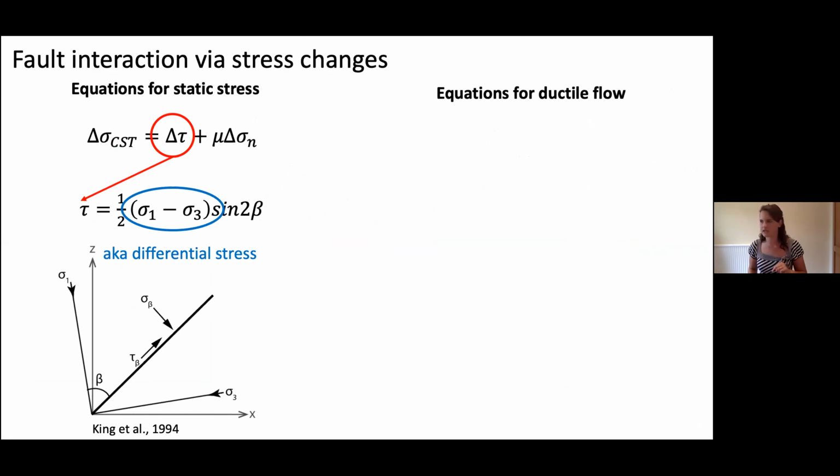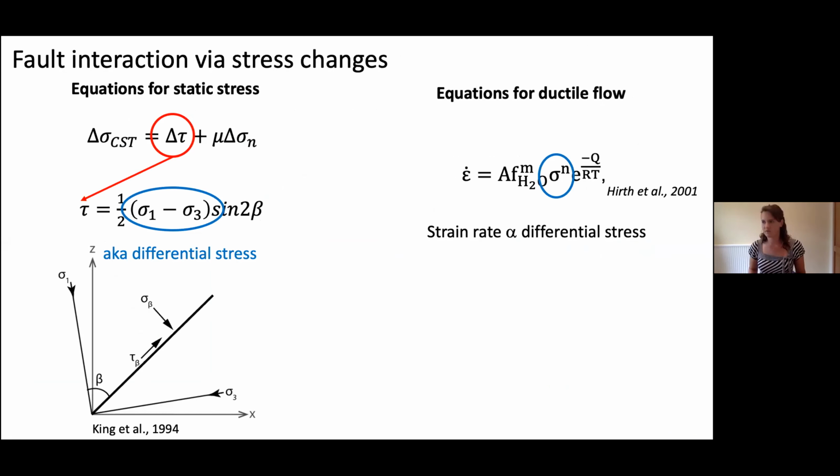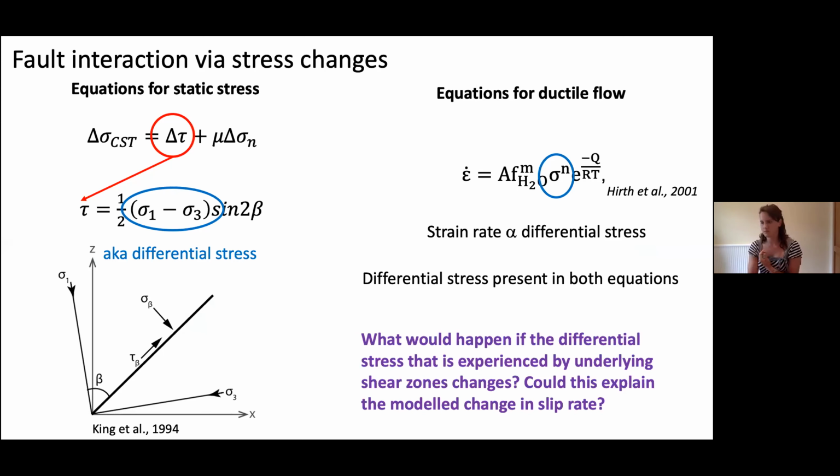Why is this interesting? Well, if we look at the equations for ductile flow in a quartz flow law, which I showed you earlier, we can see that, again, we've got differential stress within there. And because we've got differential stress in both the equations, what we've tried to do is combine these two together. So what would happen if the differential stress in the shear zone changes? Could that actually explain the change in slip rate that we see from the chlorine-36?